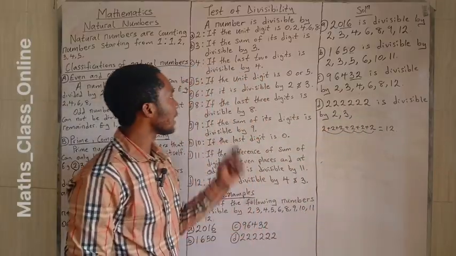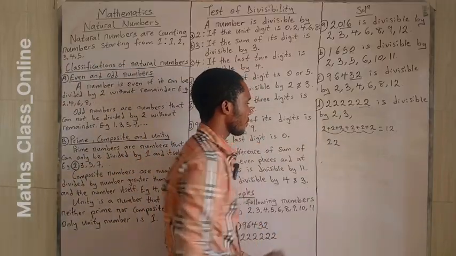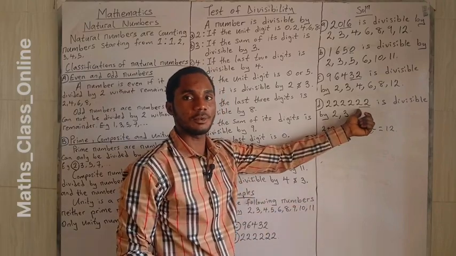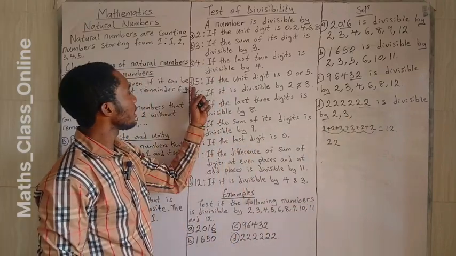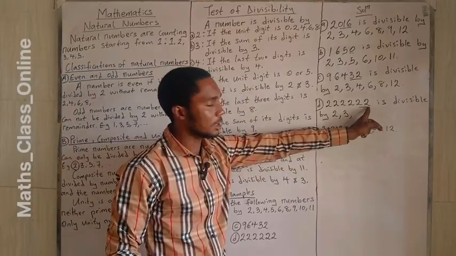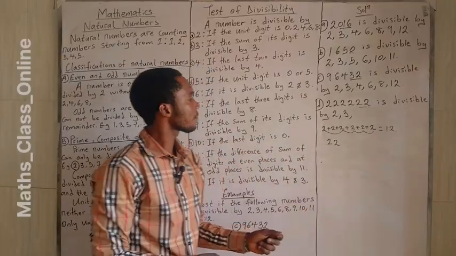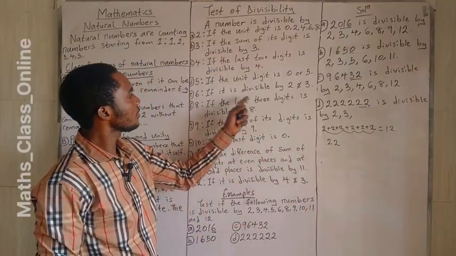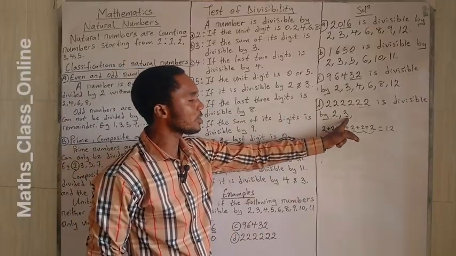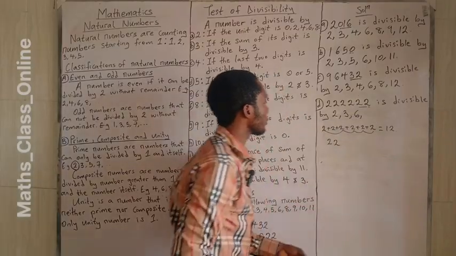Divisibility by 4. The last two digits. Last two digits here is 22. Can 4 divide 22? No. That means the number is not divisible by 4. Divisibility by 5. If the unit digit is 0 or 5, the unit digit here is 2. That means this number is not divisible by 5. 6. If it is divisible by 2 and 3, the number is divisible by 2 and also divisible by 3. That means it is divisible by 6.